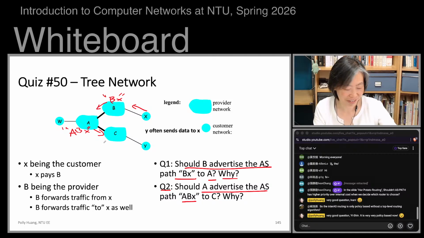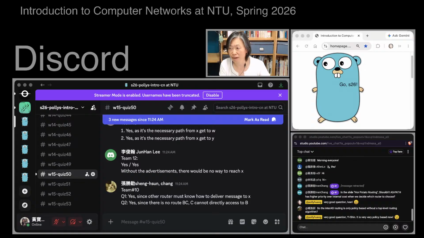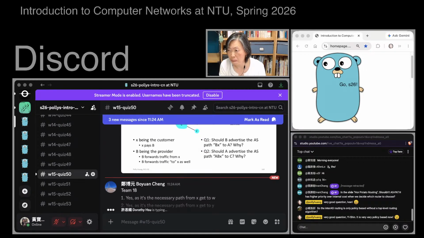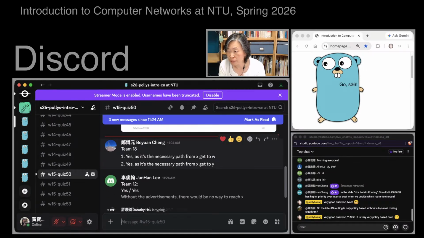So let's go to the discourse space. All right. There, I see, team 18. Yes, it's necessary, because that's the only path, right? If you don't announce BX to A, X is isolated entirely. And hey, you promised X to forward traffic either way for X. So in order for X to receive traffic from Y, of course.